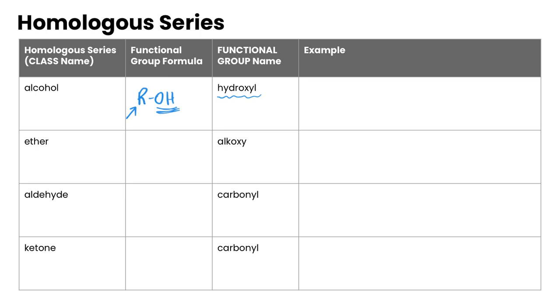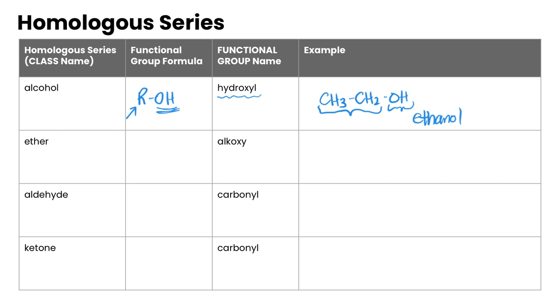A good example of an alcohol is ethanol. So ethanol has a 2-carbon formula, so CH3, CH2, and then OH. So here is our R group, and then here is our functional group, our hydroxyl group. So this is ethanol.